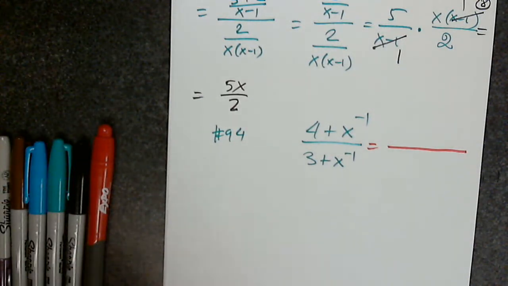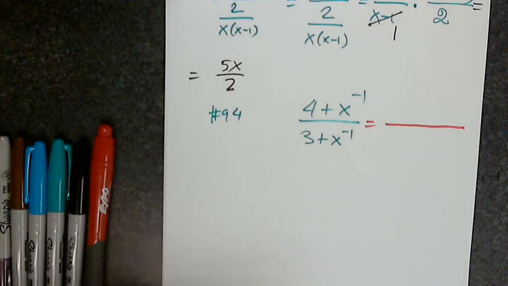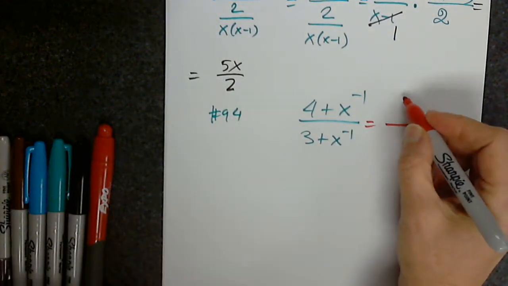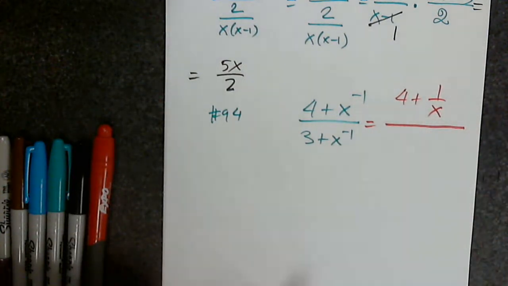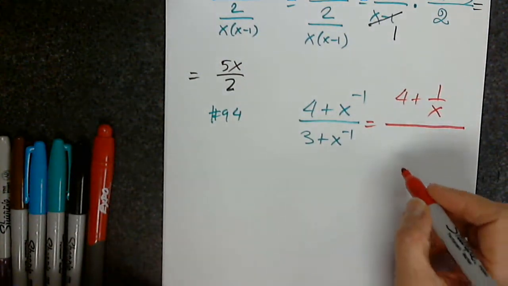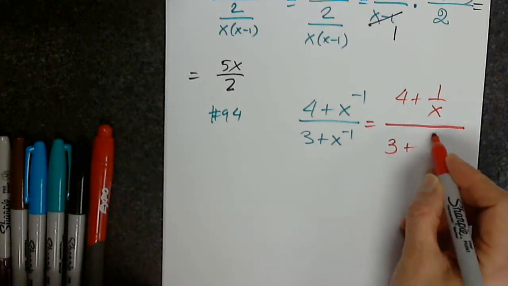Can anyone just dictate the first step? What would you write? 4 plus 1. That's it. And the denominator.